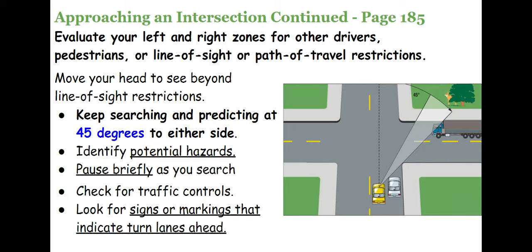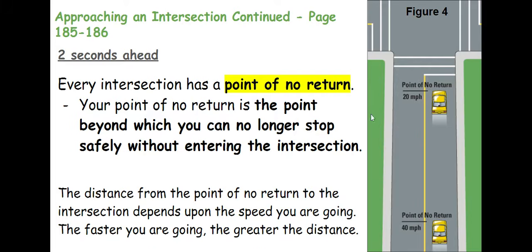situation. This slide talks about the point of no return. We're generally talking about an area in which you have an intersection that's controlled by a traffic light. So the point of no return becomes a very important skill that you're going to have to learn how to adjust to and adapt to. The definition of the point of no return is that point beyond which you can no longer stop safely without entering the intersection.